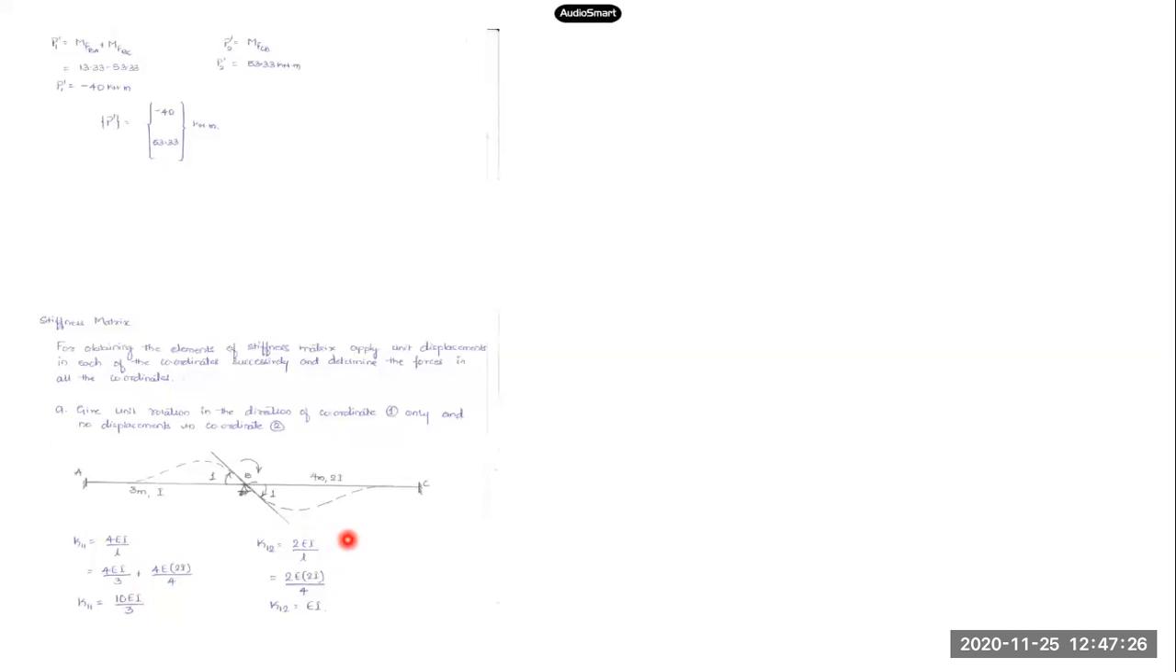At the same time, when unit rotation is given in the first coordinate, find the force in the second coordinate. This is given by K12, the force in the second coordinate due to unit rotation in the first coordinate, which is equal to half of 4EI by L, that is 2EI by L. Substituting the properties of I and L for BC, joint C being our second coordinate, so span BC comes into consideration: 2E into 2I by 4.